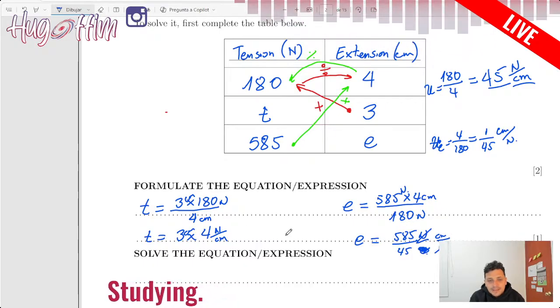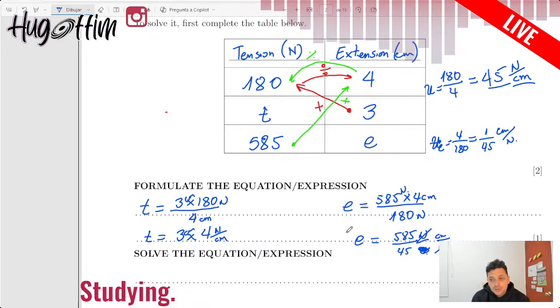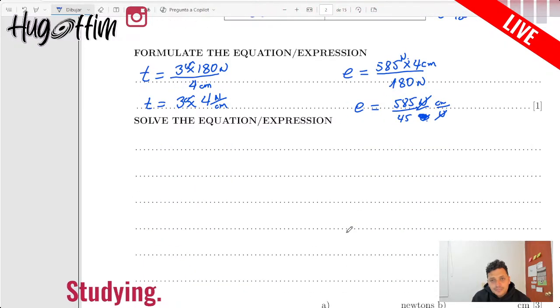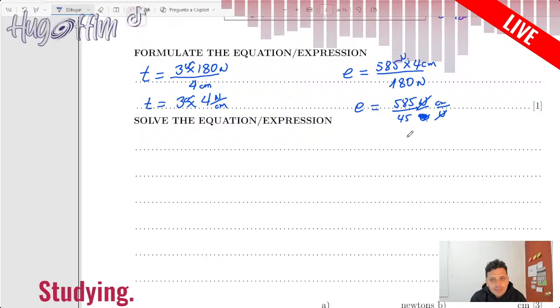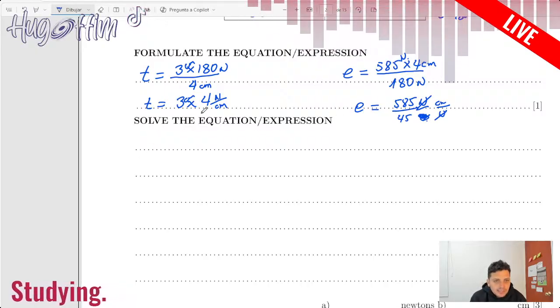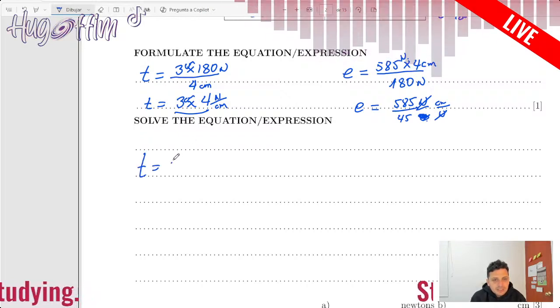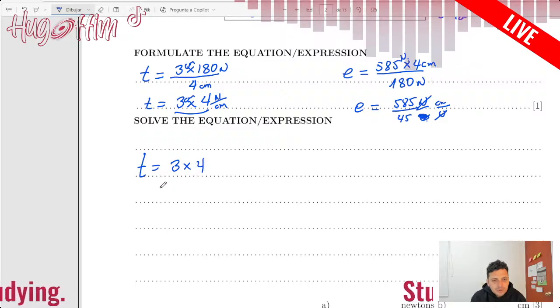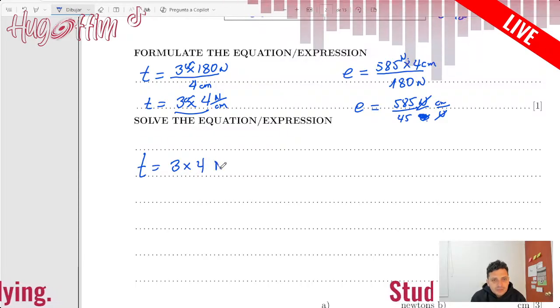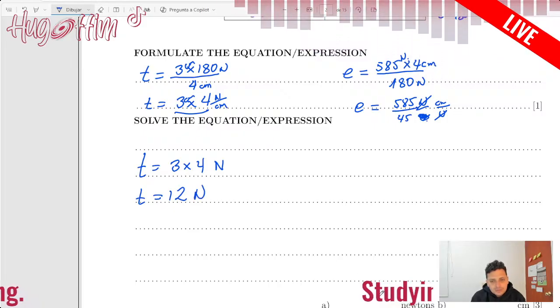So these are the two ways you can do it. In both cases, we're going to do the same operation. Okay? So in this one, it's feasible. T is just 3 centimeters times 4. So 3 times 4 in newtons. So T is going to be 12 newtons.